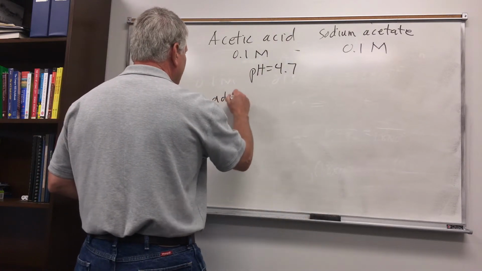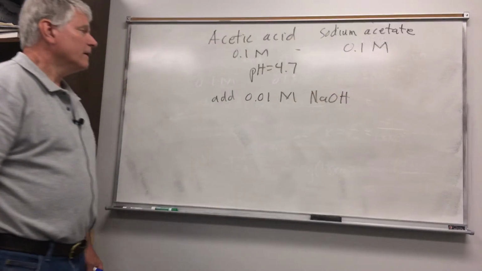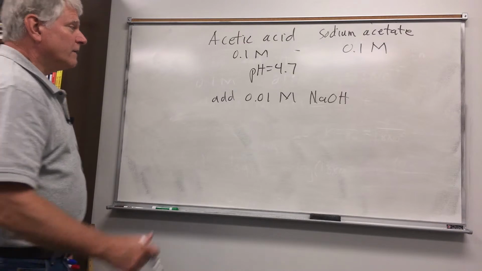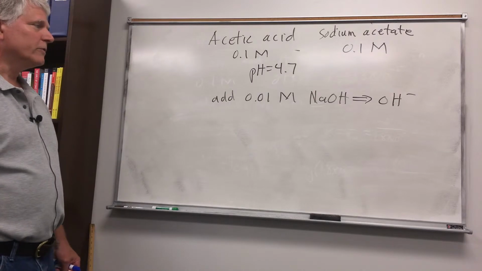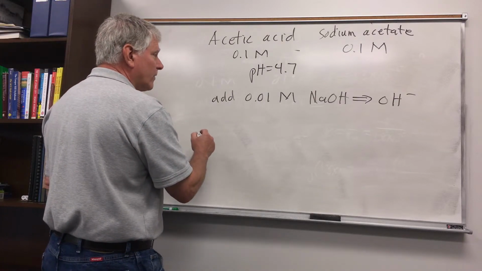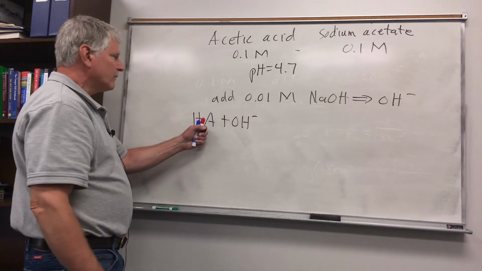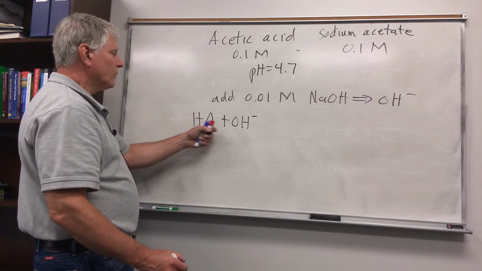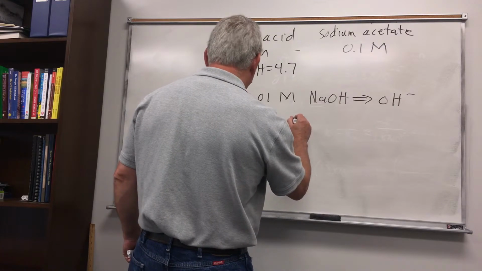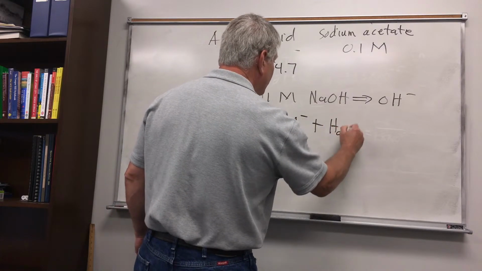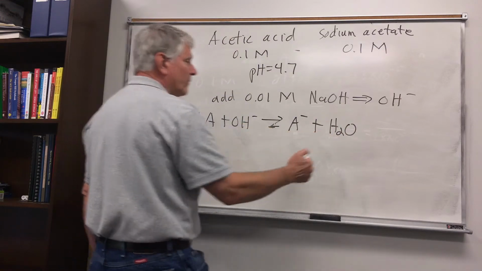So we'll add 0.01 molar sodium hydroxide, strong base, to this buffer solution. So sodium hydroxide will produce the OH minus ion upon dissolution. So the reaction that will occur now is the acid will react with a strong base. So acetic acid will react with a strong base to produce A minus plus water. Now this is just the reverse of the conjugate base reaction with water.